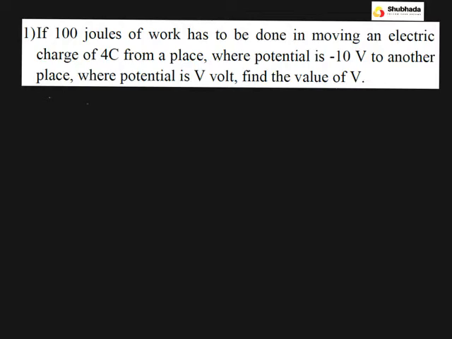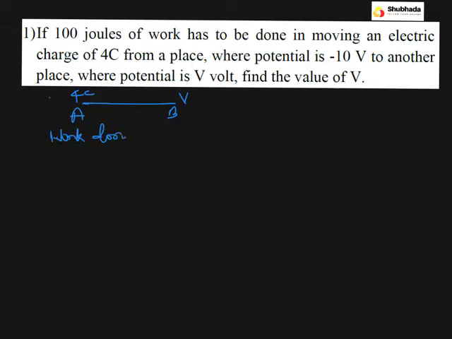Okay, let's look at the diagram now. Here we have point A and here we have point B. At A we have 4 coulomb of charge and 100 joules of work has to be done in moving the charge of 4 coulomb from A to B. They have given that at point B there is V volt, so we need to find out the value of V here.